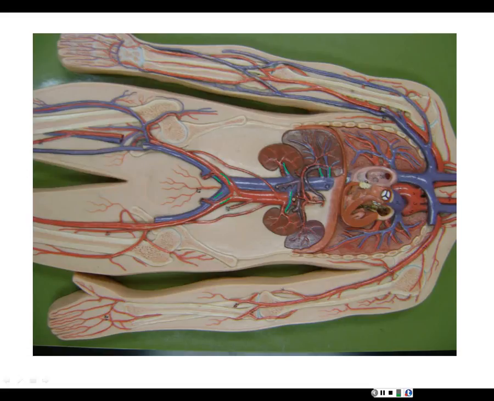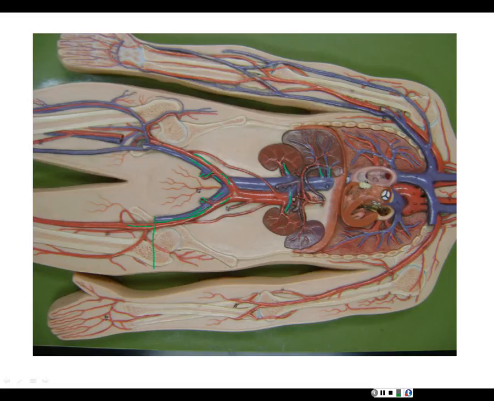So the common iliac artery and vein split again into the internal iliac artery and vein and the external iliac artery and vein. Again, the internal branch and the external branch of the iliac artery and vein. The external iliac artery and vein will continue until they pass the head of the femur, where they will become the femoral artery and vein.